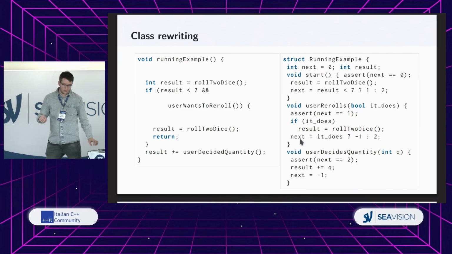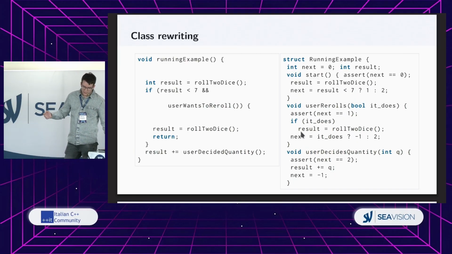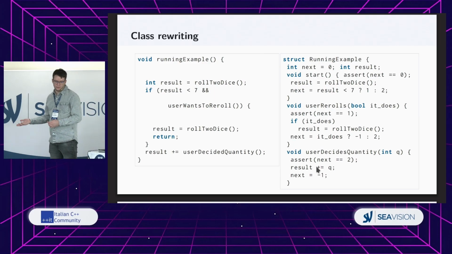If the user wants to reroll, you do reroll, and you set next to -1 to say that you are done if the user did reroll, or to 2 if the user did not want to reroll. And user decides quantity adds a q to the result, the argument to the result, and then next is equal to 1.